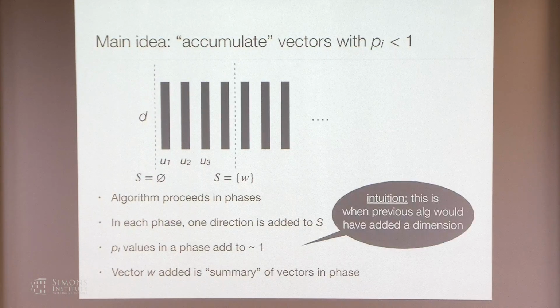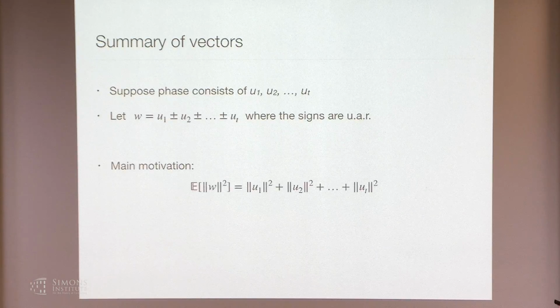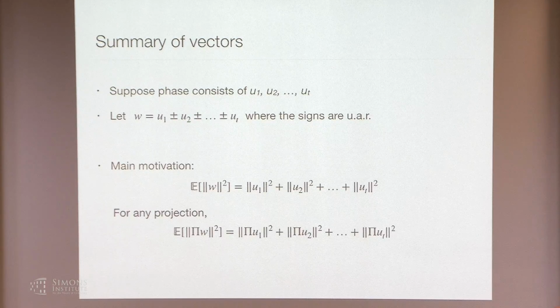The reason we do this is, firstly, you can see that the expected length of this vector is just the sum of squares of these lengths. This is easy to see. But more importantly, for any projection pi, because projections are linear, the expected length of the projection of W is the sum of these squared lengths of the projections. And this is nice because it gives us two things.